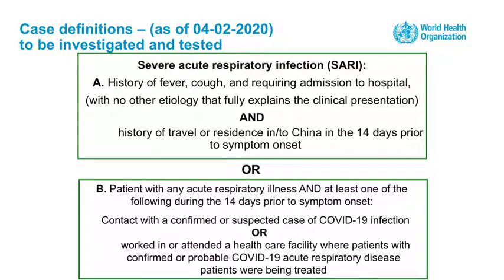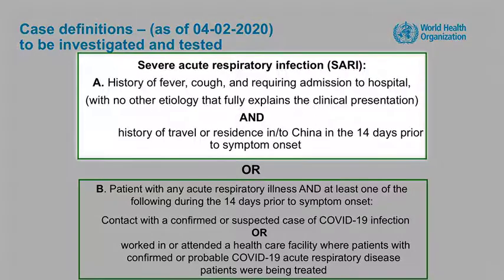Well, as of February 4th, we recommend the following patients to be investigated and tested for COVID-19. So those are patients that present with a history of fever, cough, and require admission to the hospital, with no other etiology that fully explains the clinical presentation, and have a history of travel or residence in China in the previous 14 days prior to symptom onset.